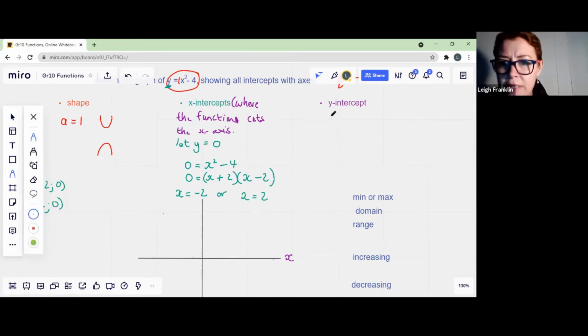Someone was talking to me and telling me the answer, so I'm not sure who you were. You said 0. Okay, so that would be the coordinate of X at the Y-intercept. The coordinate of Y would be negative 4.